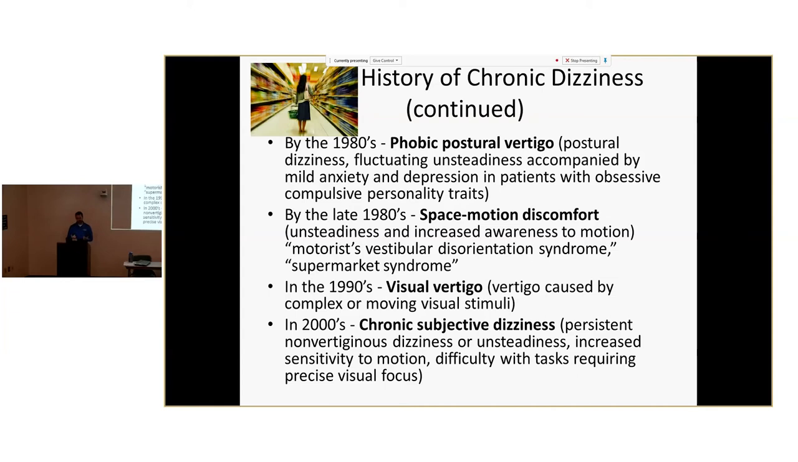In the 1990s, the term visual vertigo was coined, which describes some of the things we talked about before: complex visual patterns and visual motion, with a sense of dizziness with those things. And then in the 2000s, the term chronic subjective dizziness, which is really similar to what we're talking about today. One of the caveats is that some of the research I'm going to borrow from for 3PD is based on chronic subjective dizziness, because they're pretty hard to distinguish.